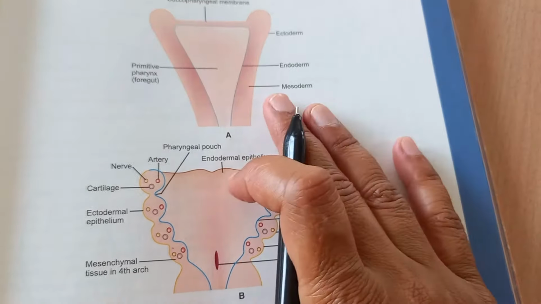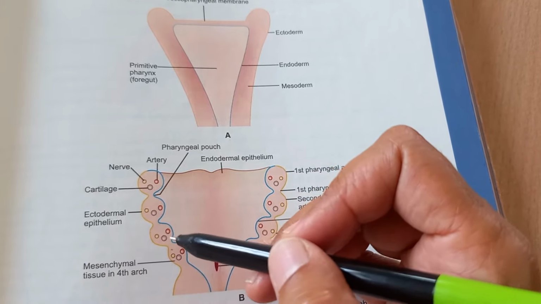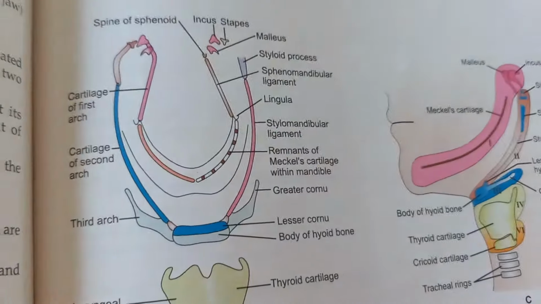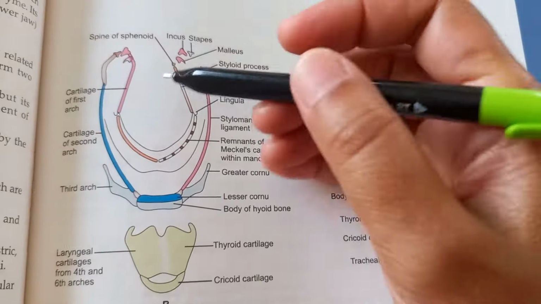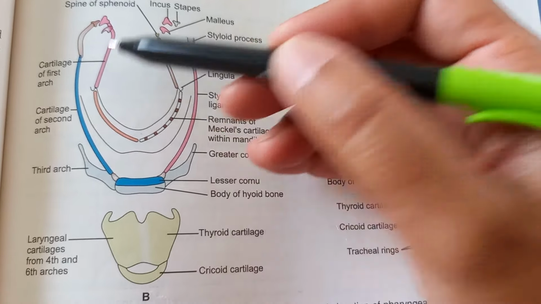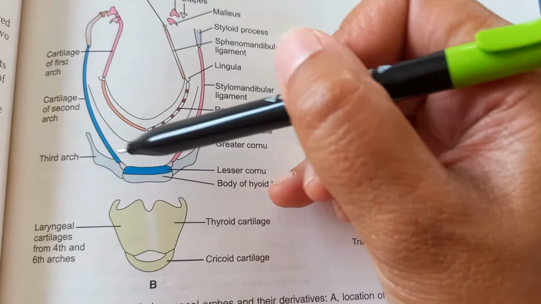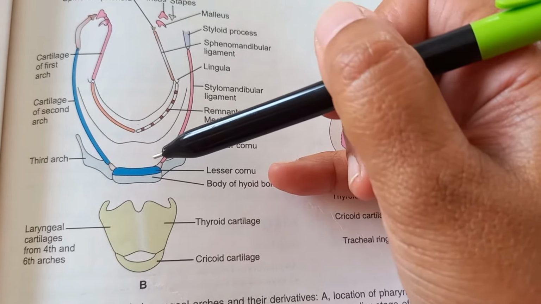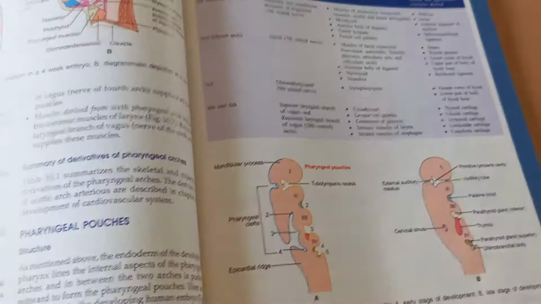So that's what you should know, very, very important things. And from this, there is a nerve, artery, cartilage. For everything, there's a nerve, artery, cartilage, right? So this diagram is telling you the derivatives of the pharyngeal arches. So you can see here, this is the cartilage of the first arch, cartilage of the second arch, the hyoid bone itself, the body is coming from one, right? The lesser cornu is coming from another place, is it? Okay, focus, people. I think that became too much for you.